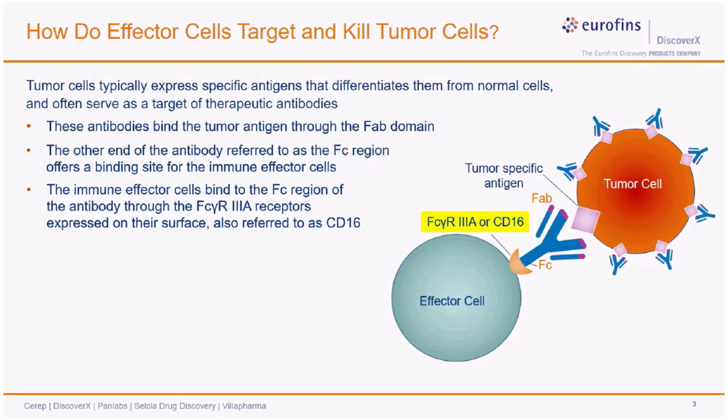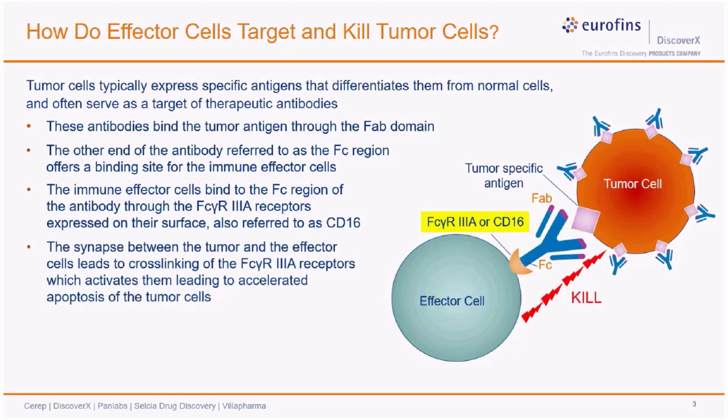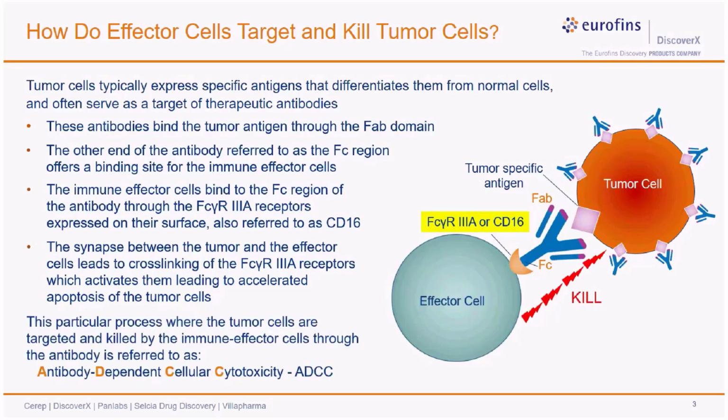So to continue, the synapse formed between the tumor target cell and the effector cell through the antibody activates the effector, and based on the effector cell type, the tumor cell will be killed either by enzymatic lysis or cytokine release, and also in some cases by induced apoptosis. So this process, where the tumor cells are targeted and killed by the immune effector cells through the antibody, is referred to as antibody dependent cellular cytotoxicity, or ADCC.